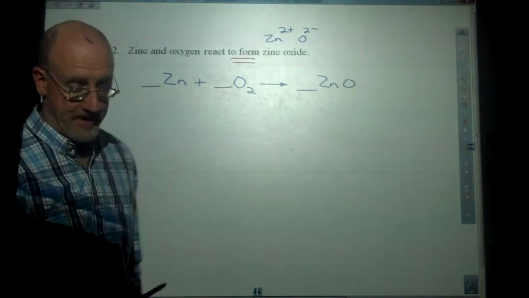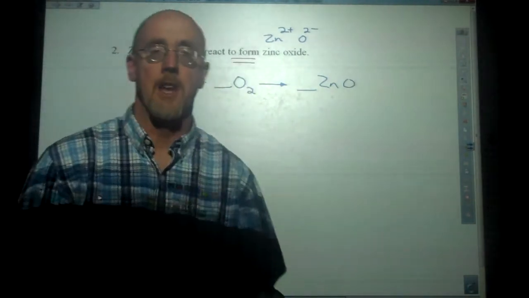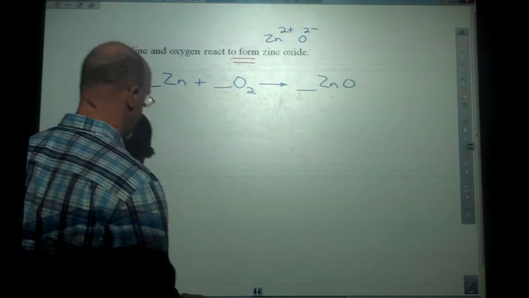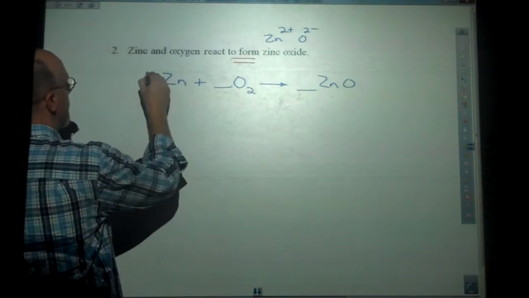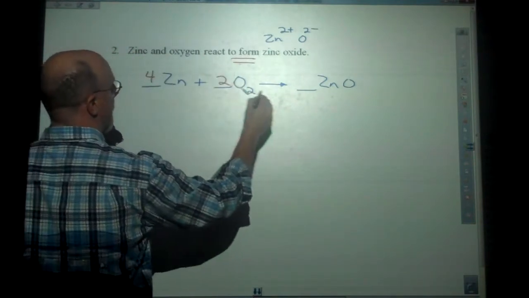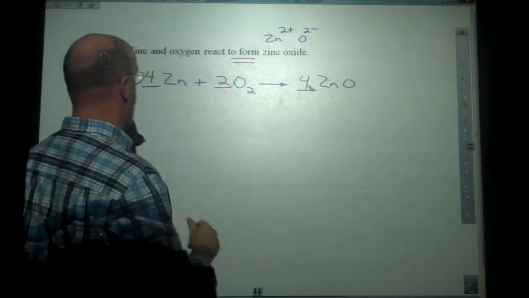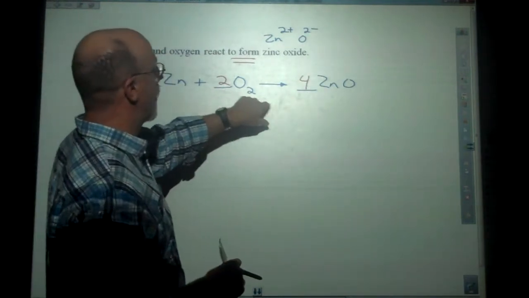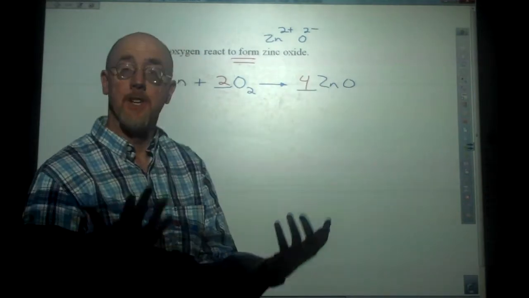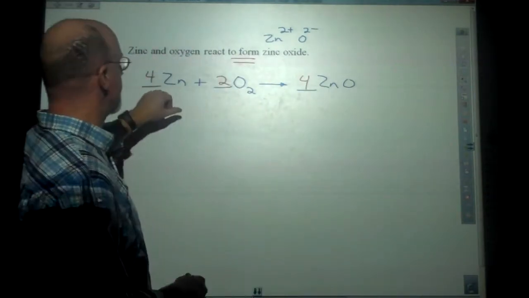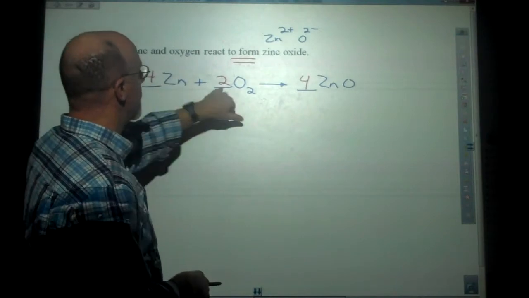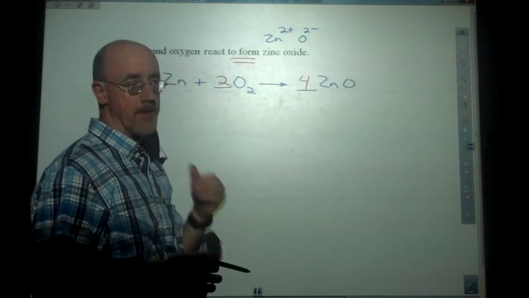Now I'm not going to balance this one, it'd be pretty easy to balance, but what I do want to show you with this one is that occasionally you'll get coefficients like this. 4 zincs, yep. 2 times 2 is 4 oxygens and 4 oxygens. So occasionally you'll get coefficient numbers out front. The proportion is 4 to 2 to 4 or something along those lines.